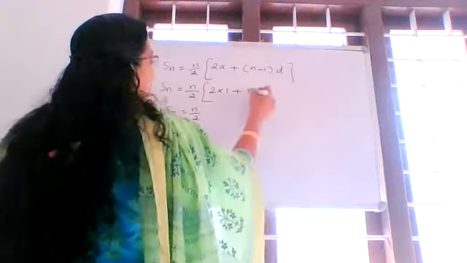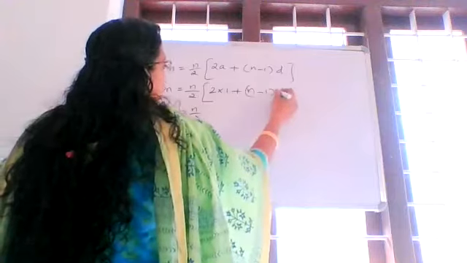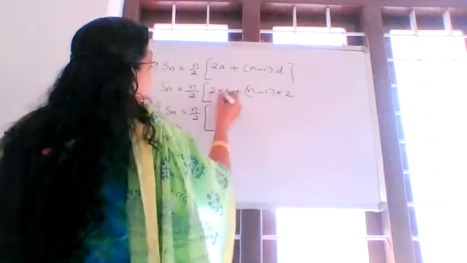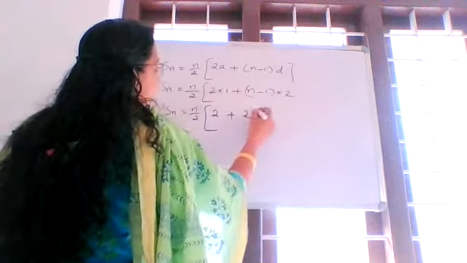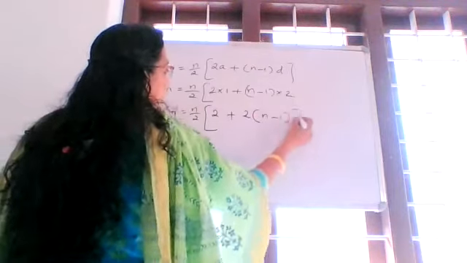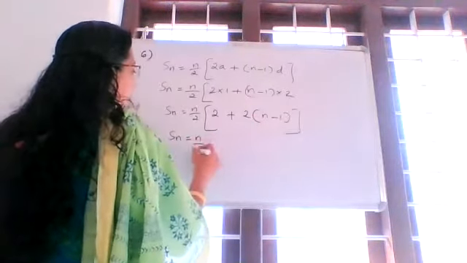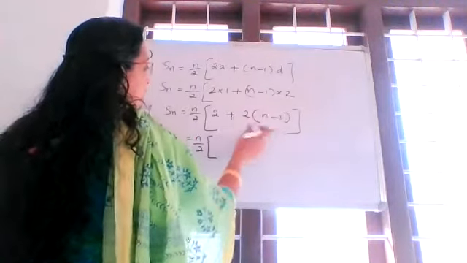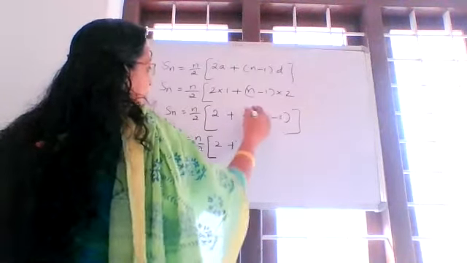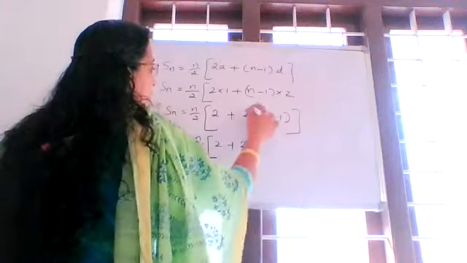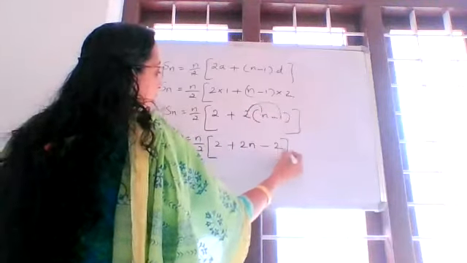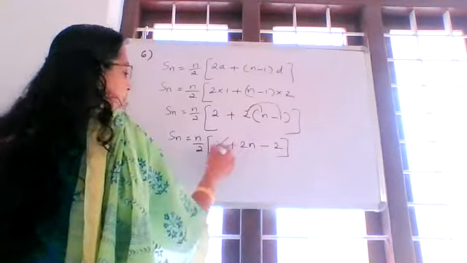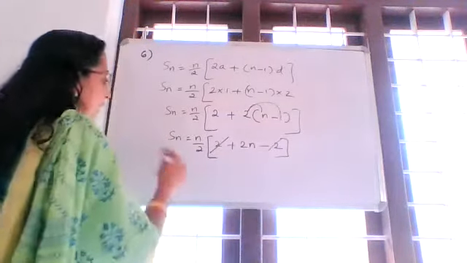So 2 into n minus 1 into 2. So next step it will be 2 into 1, 2, plus first write 2, then n minus 1. Then 2 plus 2n, 2n, then 2 into negative 1, minus 2. Then positive 2 and negative 2 cancel.